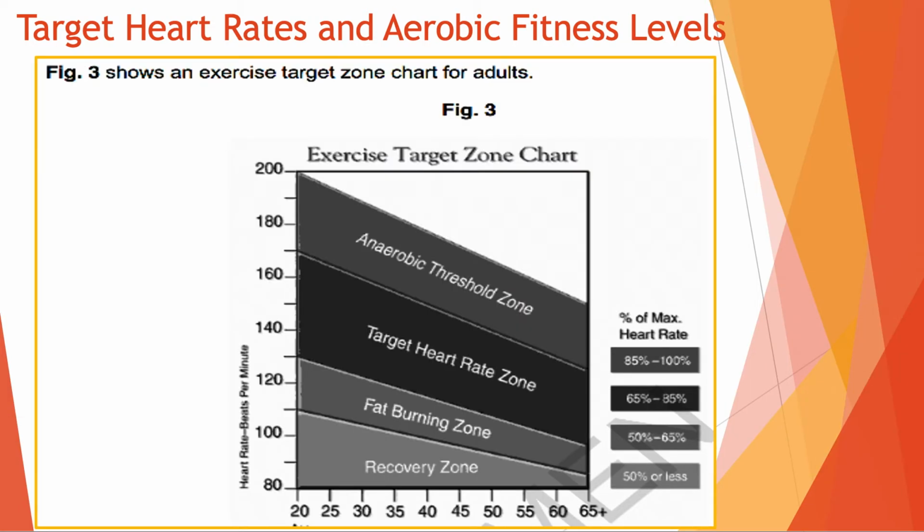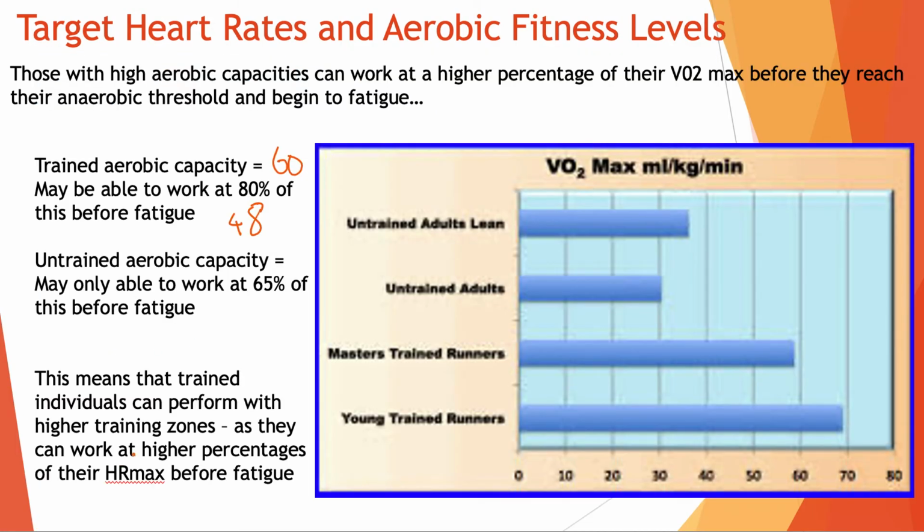What do I mean by higher training zones? So their training zone might be shifted up so that this target heart rate zone, for example, is higher. It might look more like this, okay? Because for this fitter individual, they're not crossing into their anaerobic threshold zone at 170 beats per minute. They actually need to get to 175 beats per minute before they're actually crossing into their anaerobic threshold zone. So for that reason, the zone might be shifted up for a highly trained athlete.